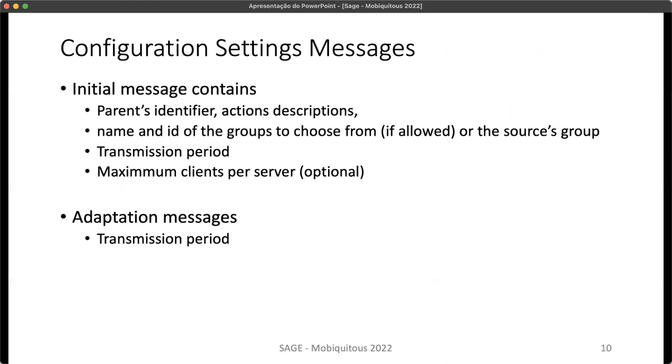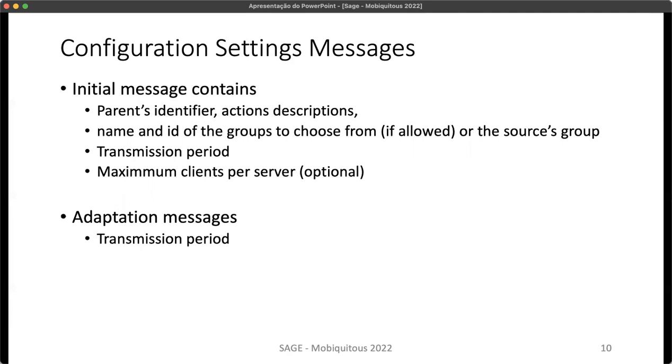Regarding configuration settings messages, we want our system to be agnostic to the application. And so we have an initial message that indicates the identifier of the server to which the device is connecting, the description of the actions, the name and identifiers of the groups to choose from, if allowed. For instance, in the Pong game, the system may allow us to choose the team we want to play for, or simply assign us a team. And when so, that information also comes in this initial message.